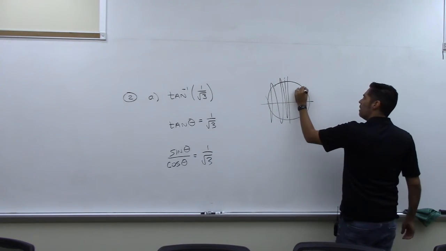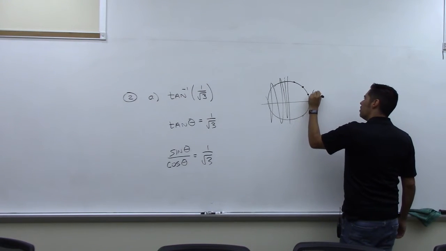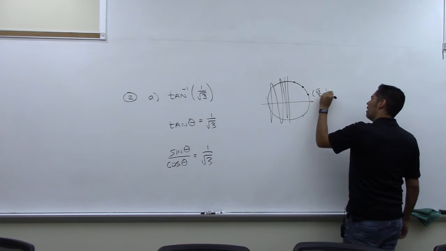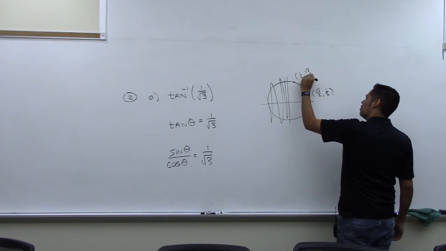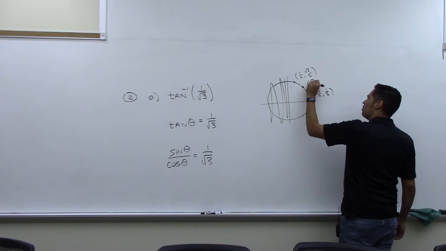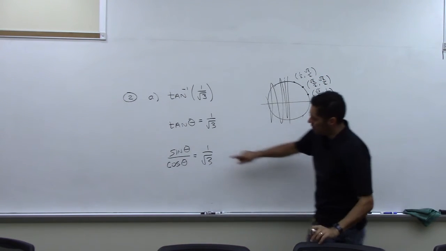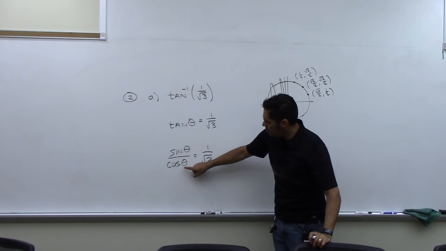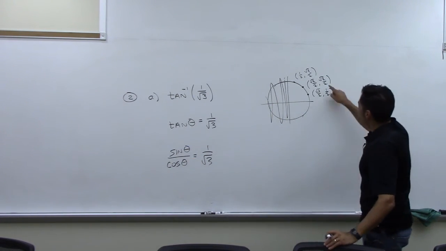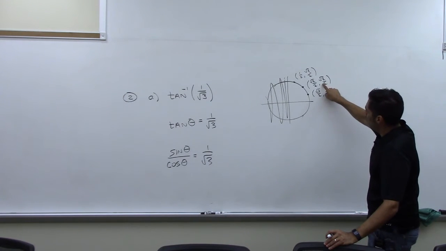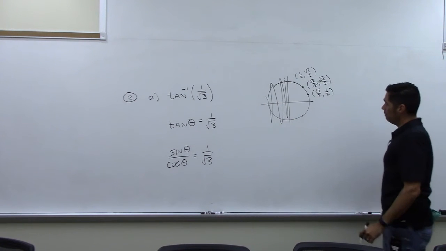So I know I'm not down here. Now the only common points here that I know are: this one is root 3 over 2, 1/2. This one is 1/2, root 3 over 2. And this one right here is root 2 over 2, root 2 over 2. So I want to take the sine of the angle divided by the cosine of the angle. That's y coordinate over x coordinate. Let's throw out this one, because if I take the y coordinate and divide it by the x coordinate, that's 1. Can't be that one.